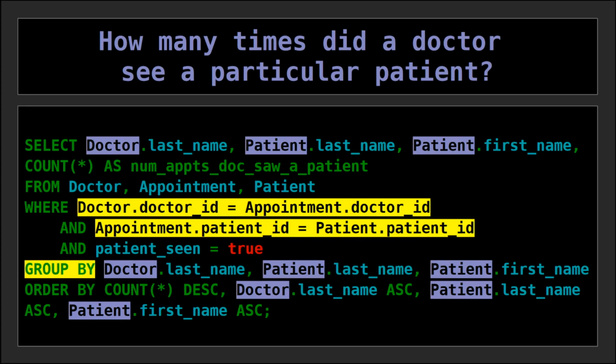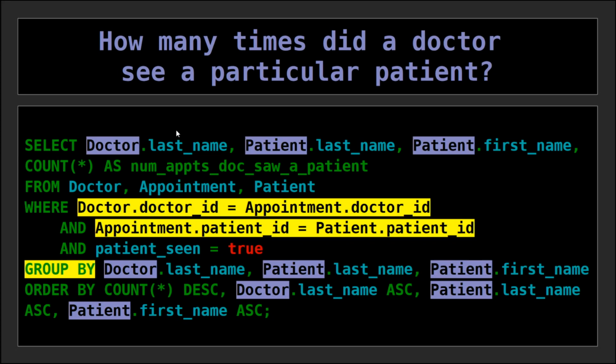But let's break it down. So, we're addressing this question: how many times did a doctor see a particular patient? Like, we're going to count if, say, Tamika Jones sees Dr. Wu a bunch of times. Then we're going to say she came in once, twice, three times for that person, things like that, right? So that's the deal, and we want to see the doctor's last name, and then also the patient's last name.